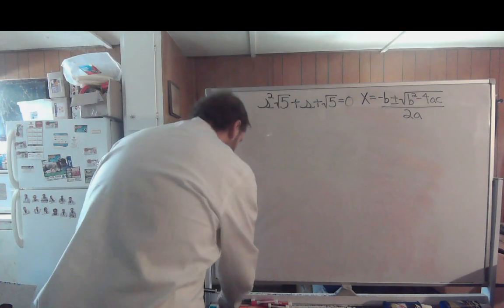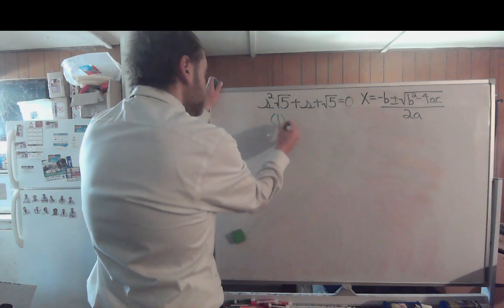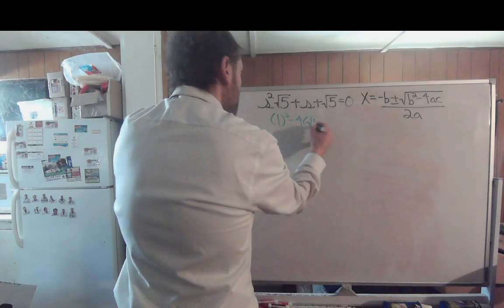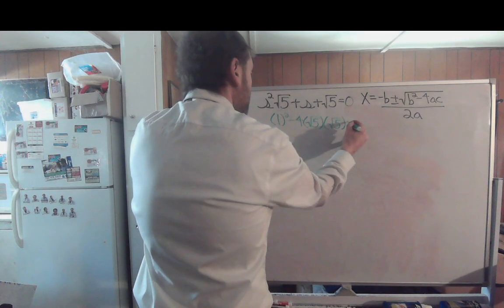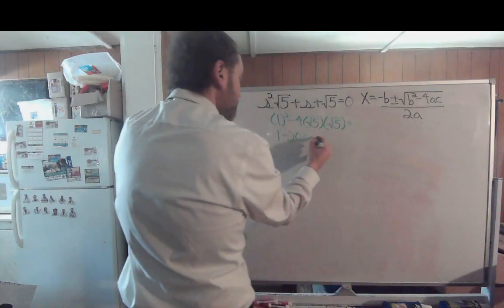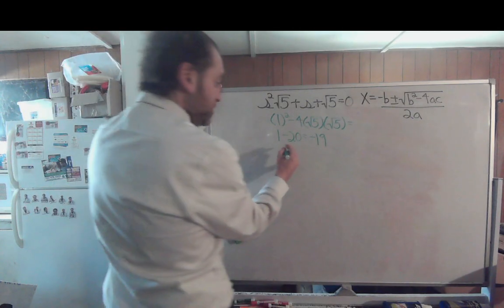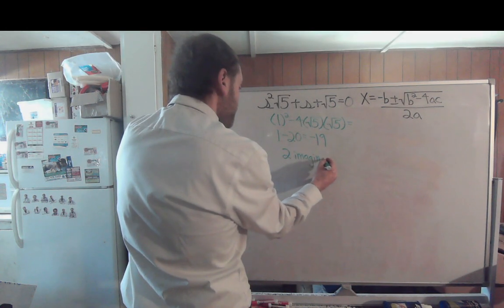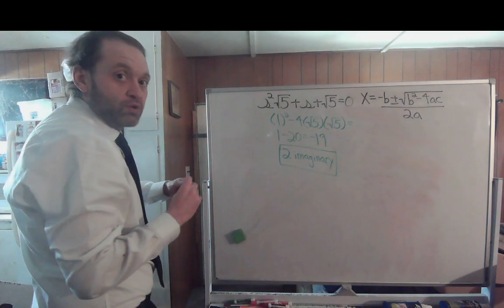Alright, so we could still do the discriminant, which would be your b squared, so that would of course be 1 squared minus 4 times your a of the square root of 5 times your c of the square root of 5. So this would end up being 1 minus 20, which would end up giving you negative 19. Well, your discriminant's negative, it's less than 0, so you would actually have two imaginary solutions to this quadratic equation.